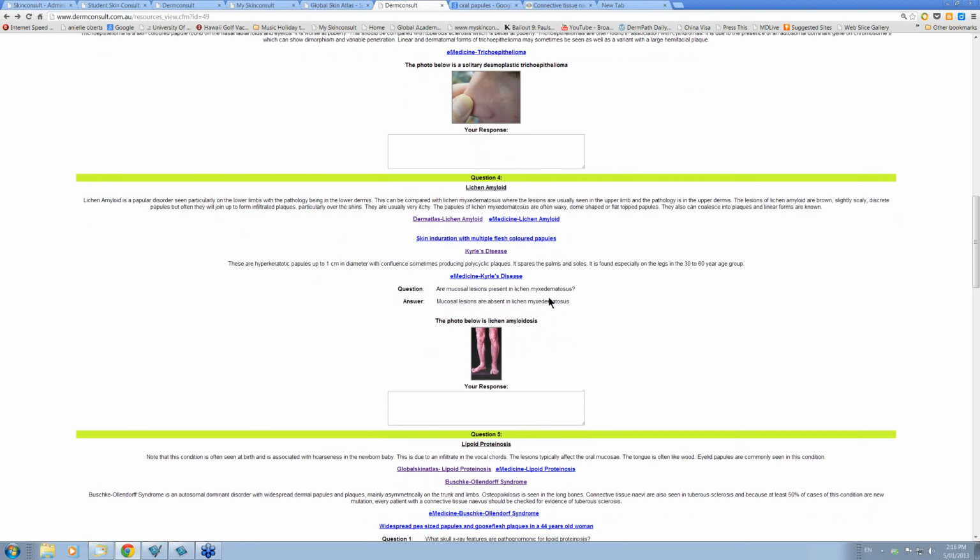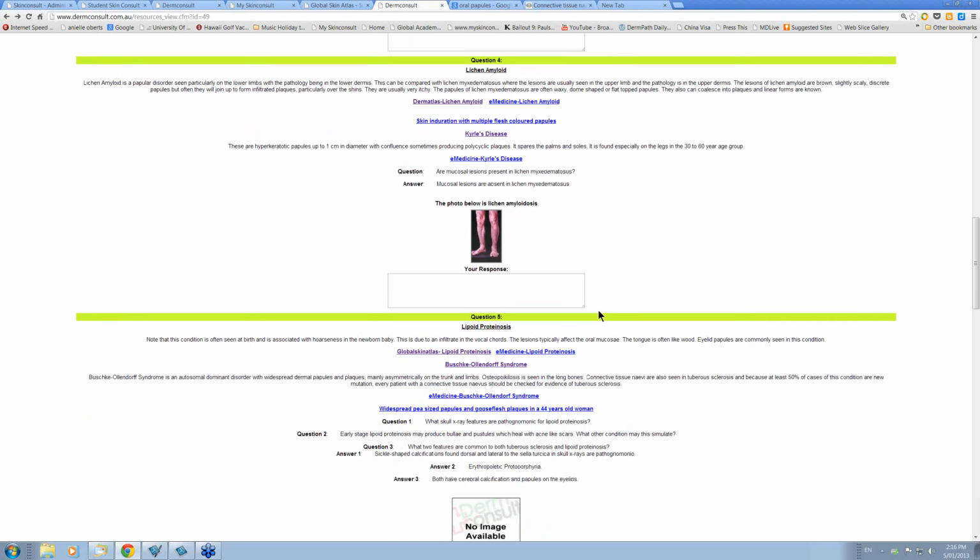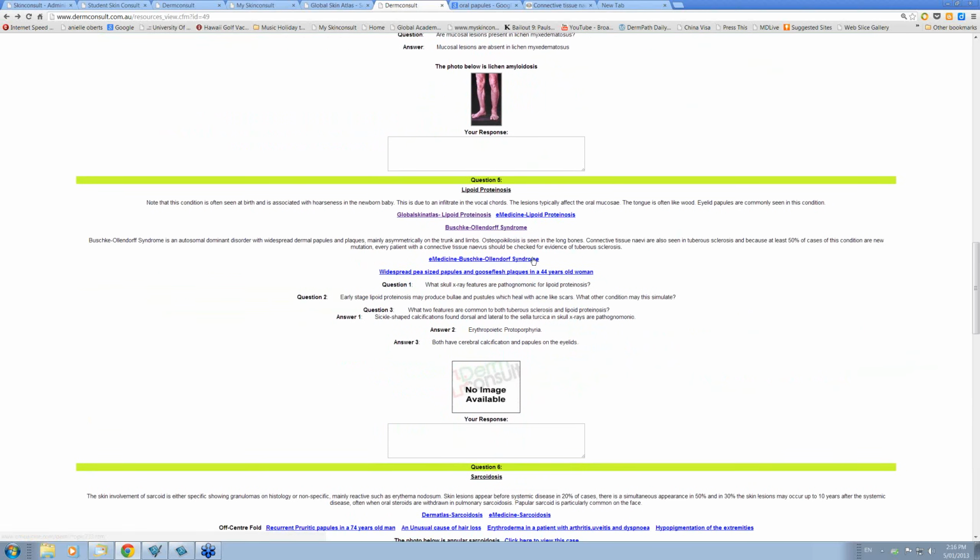Little question here, are mucosal lesions present in lichen myxedematosus? I said no, they're absent in lichen myxedematosus. Lipoid proteinosis, we've done that already. I've shown you those things.